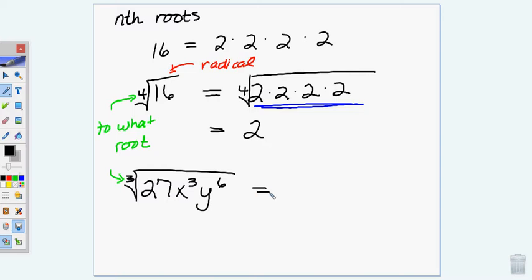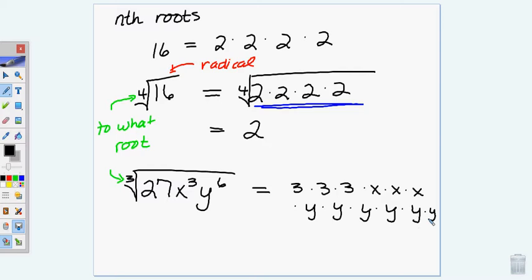Okay, so 27 is 3 times 3 times 3. X cubed is x times x times x. I'm totally going to run out of room. And then y to the 6th is y times y times y times y times y times y. Okay, there's 6 of them. And then this whole expression, I know I ran out of space on that line, is taken to the 3rd root.